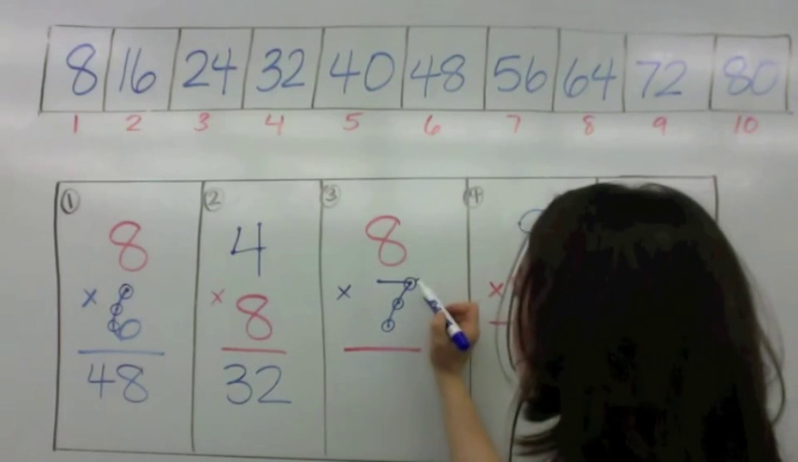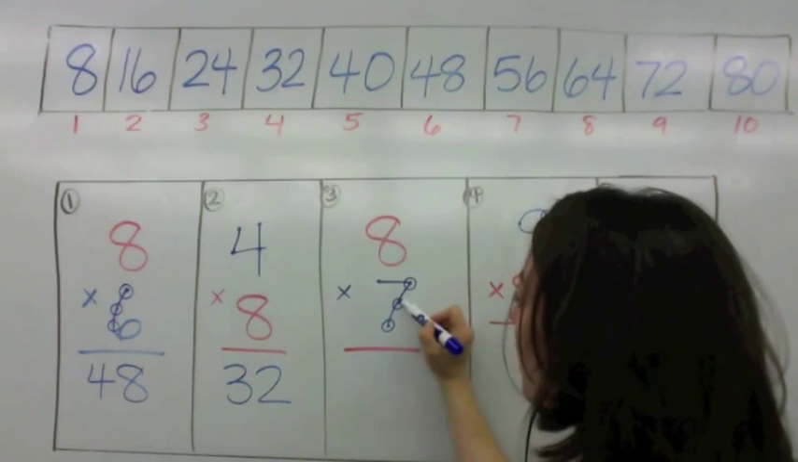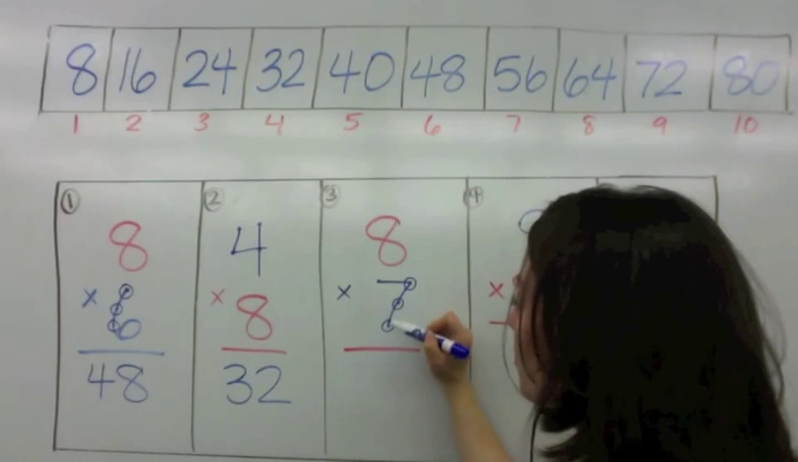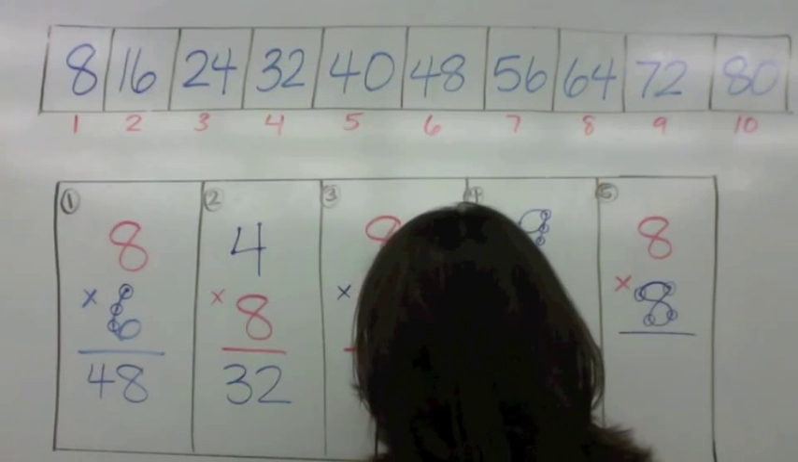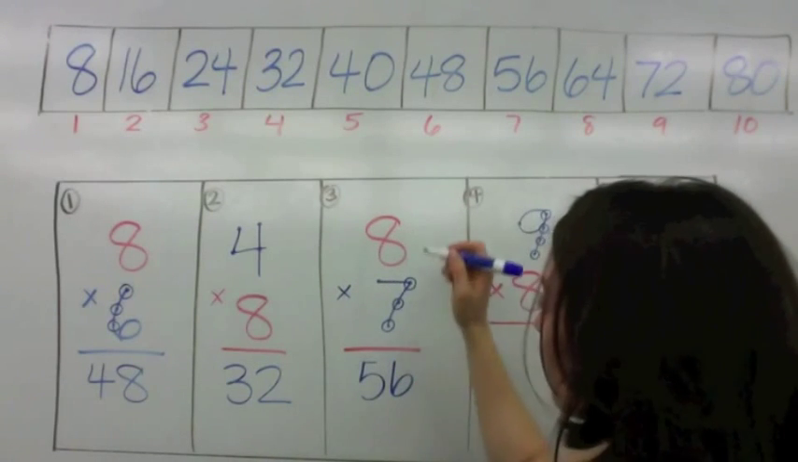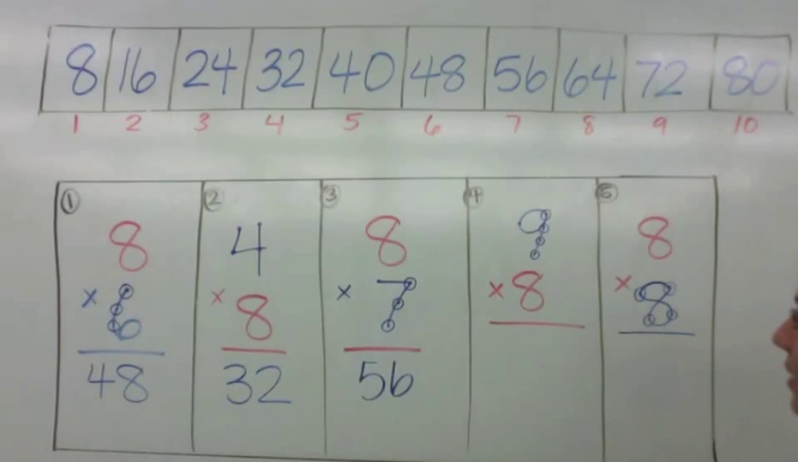Skip count with me. It goes like this. 8, 16, 24, 32, 40, 48, 56. Okay, what's the answer? 56. 5, 6, 7, 8. All right, 9 times 8, ooh, that's a tricky one.